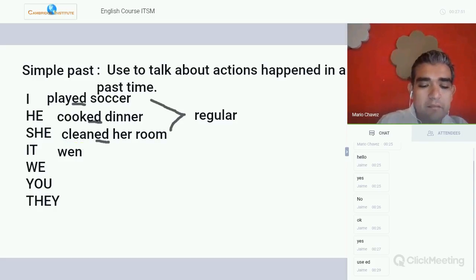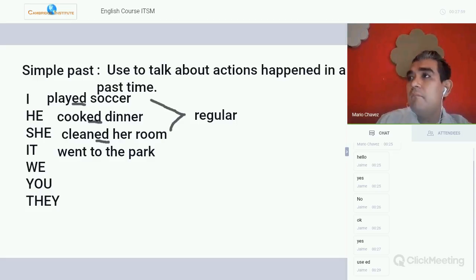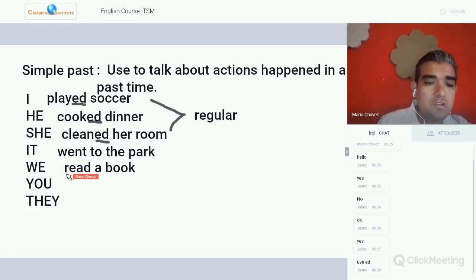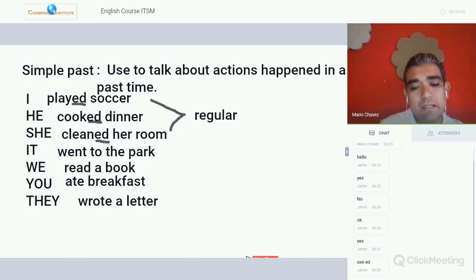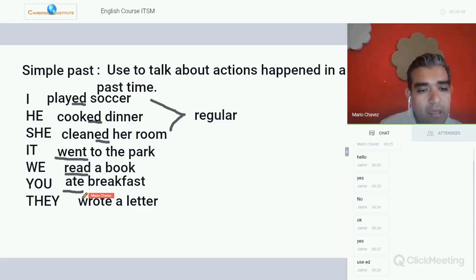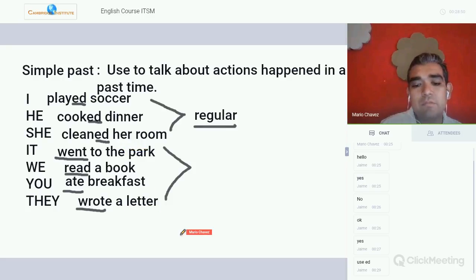Like, for example, it went to the park. We read a book. You ate breakfast. What can we say? They wrote a letter. Ahí está. Si tú te das cuenta, estos verbos que están aquí, they are different. Son diferentes, right? We say went, read, ate, and wrote. Estos verbos no son verbos regulares, right? Estos verbos se les llaman de manera diferente. No terminan en ed.